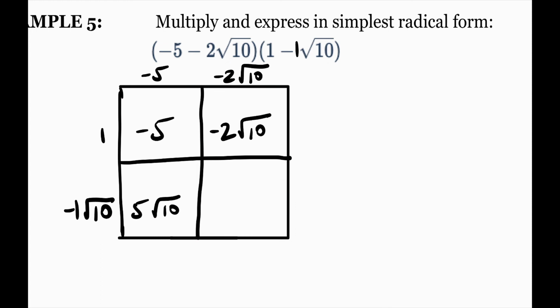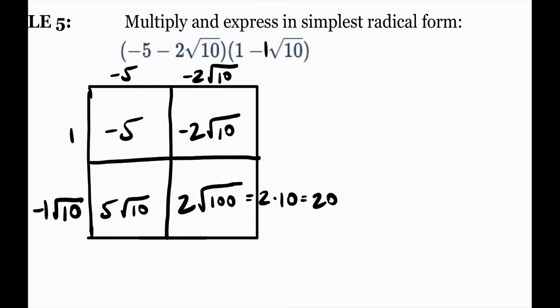The last one has both, though. So I'm going to multiply the coefficients together. -2 times -1, +2. Square root of 10 times the square root of 10 makes the square root of 100. So it's 2 times the square root of 100. Well, what is the square root of 100? 10, right? So really this is 2 times 10, which is 20. It's really 20.